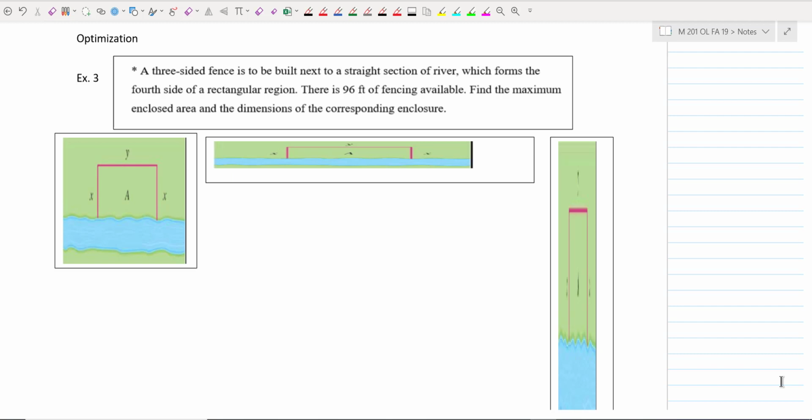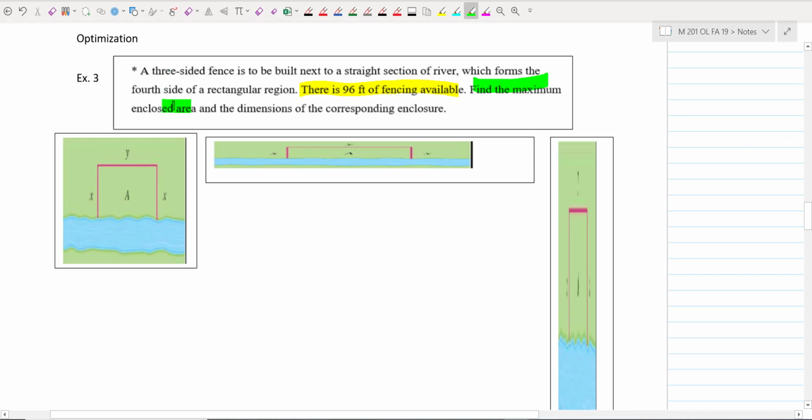All right, so the idea on this is you have a three-sided fence. It's built next to a section of a river, so that forms the border, so you're not going to put a fence by the river. And the key thing is it says you have 96 feet of fencing available, and we're going to find the maximum enclosed area and the dimensions of the corresponding enclosure.